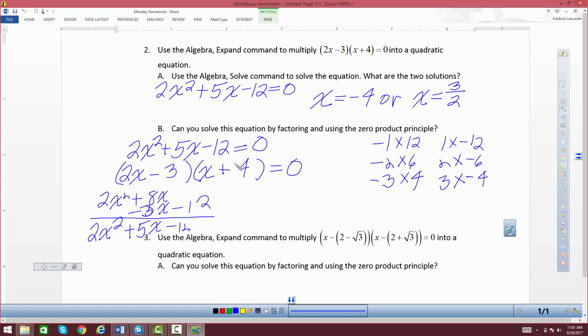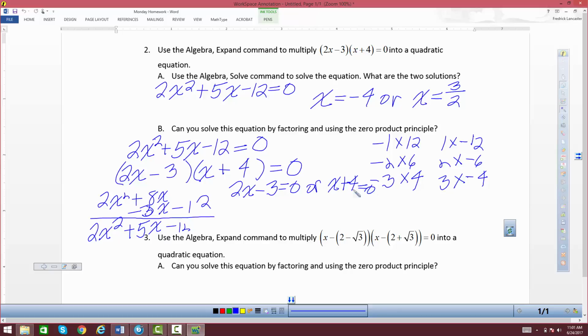I'm now going to use the zero product principle. The zero product principle says if something times something equals 0, one of the things is equal to 0. So I can write two little equations. 2x minus 3 equals 0, or x plus 4 equals 0.